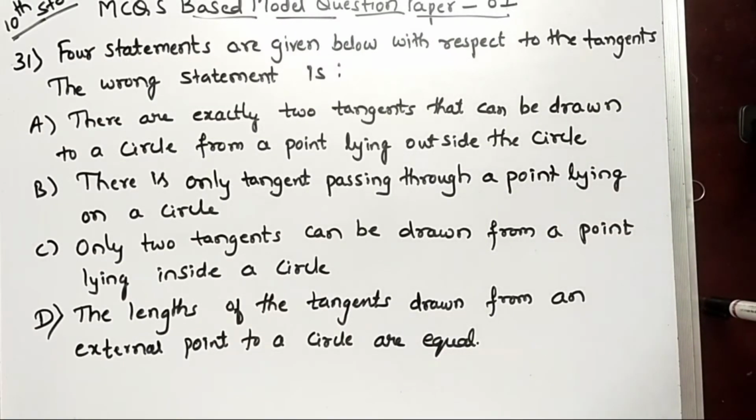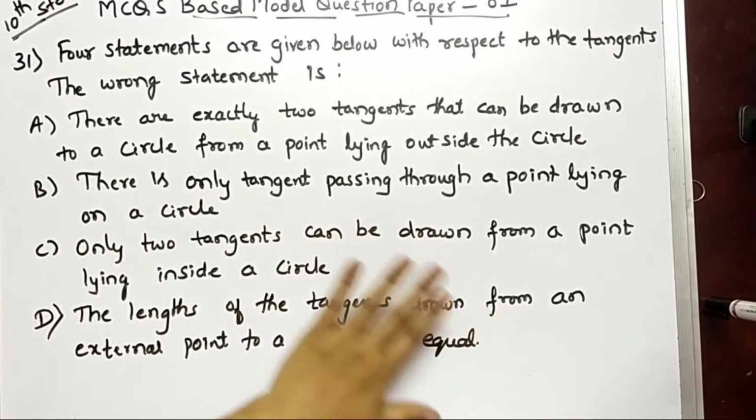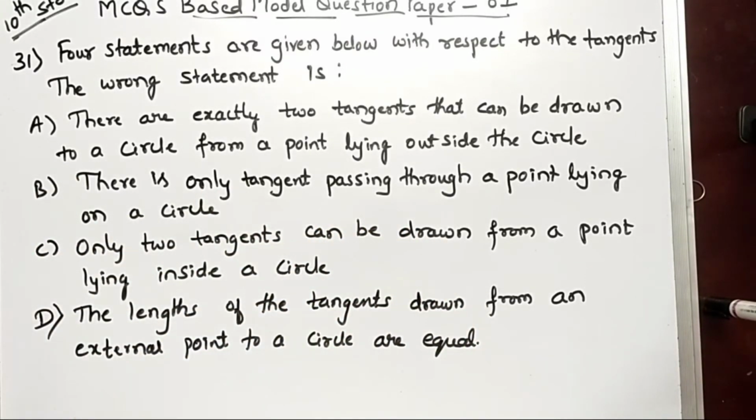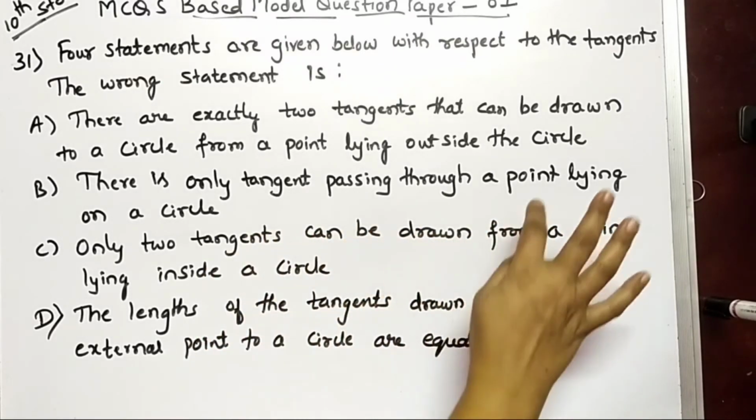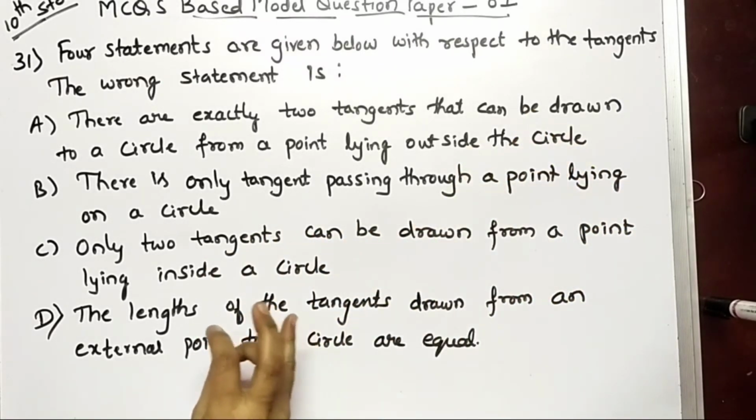Question number 31. 4 statements are given below with respect to the tangents. The wrong statement is. So we have to search for the wrong statement among these 4 statements. First one, there are exactly two tangents that can be drawn to a circle from a point lying outside the circle. Yes, two tangents can be drawn from the point outside the circle. Yes, it is correct.